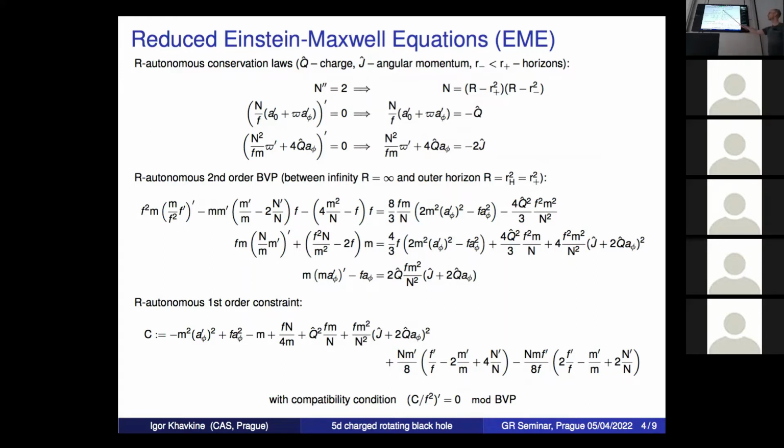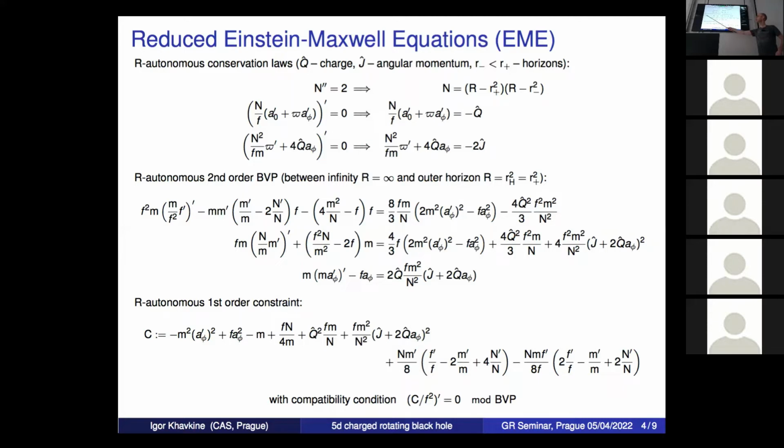So for example, you can eliminate A0, which is the electric part, the time part, of the vector potential. And you can also eliminate omega, which is the parameter in the metric describing the rotation. And you end up with a 3x3 system of second order equations. And you look at the structure carefully, and you notice that this is a non-degenerate system of equations, so you can solve for the highest derivatives.